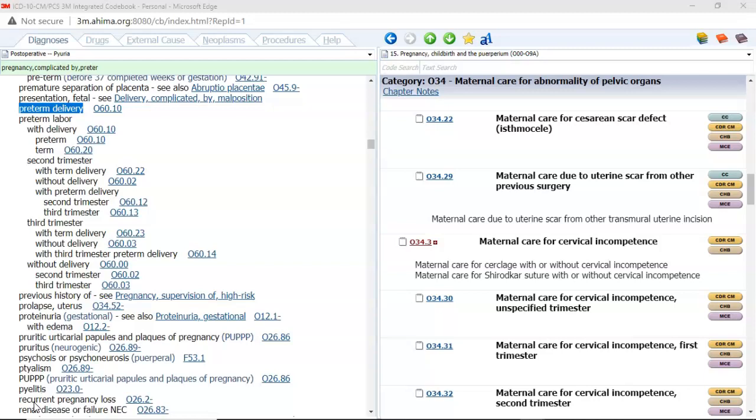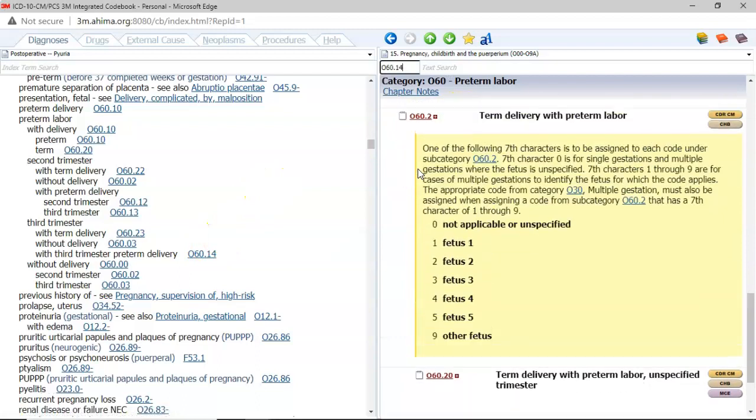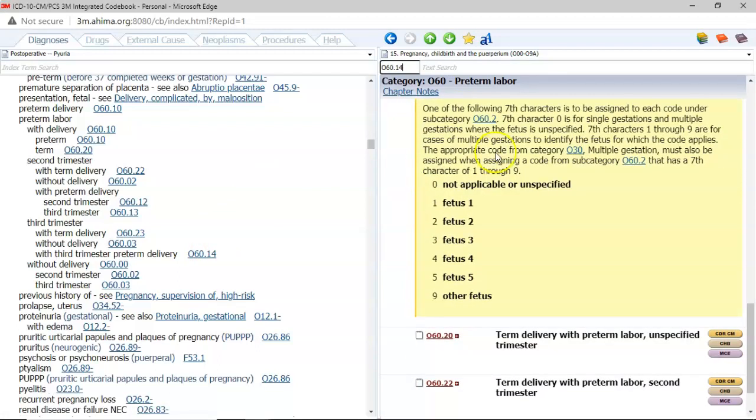Now the first thing that we have to do is code the fact that this is preterm labor. So as a reminder, you're going to go to pregnancy complicated by preterm labor. She did deliver and she was in the 3rd trimester. Now, the one thing I want to point out to you with this, and I know I'm giving you the answer, but I know this is going to be confusing to you, is that both of the twins were impacted by this.